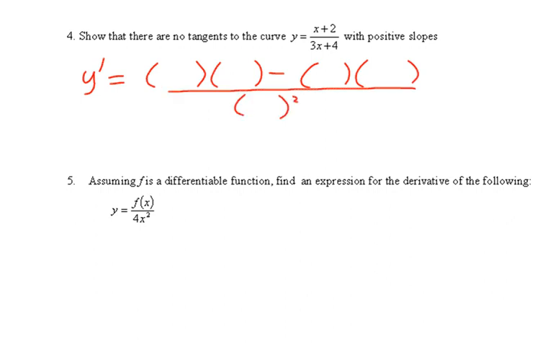Every quotient rule derivative has this sort of template, right? Bracket, bracket, minus bracket, bracket over bracket squared. Just a matter of filling in the brackets now. The derivative of the top, 1. The bottom written down. The top written down. The derivative of the bottom. The bottom squared. Simplifying our derivative.